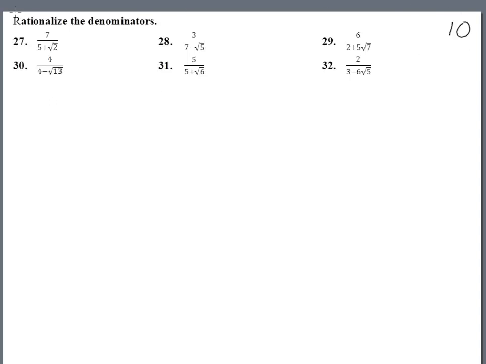Here we are on page 10, answers to number 27 through 32. Start here with number 27: 7 over 5 plus the square root of 2.